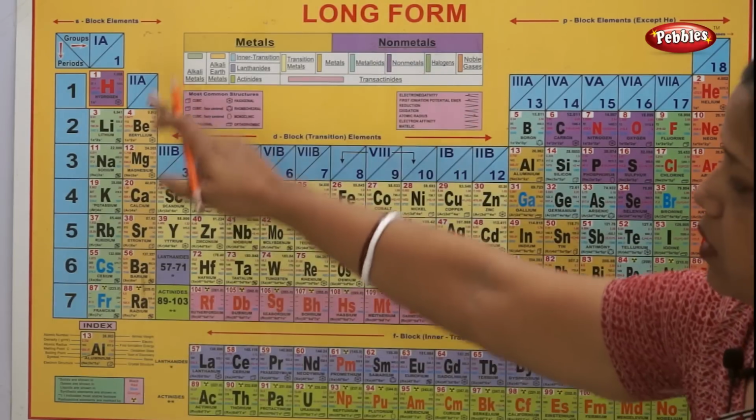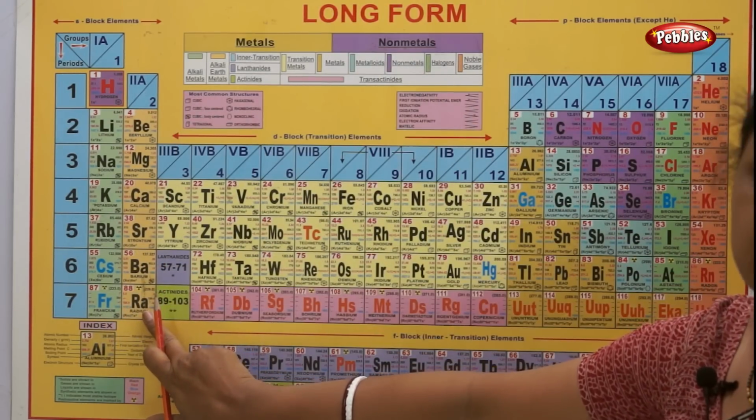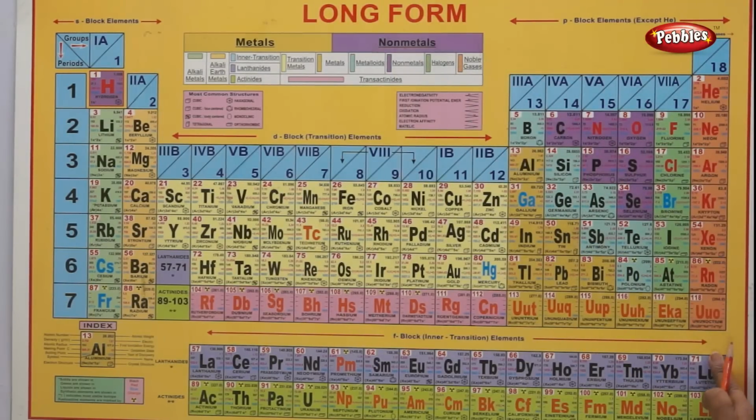The first group is called the alkali group. The second group is called the alkaline earth metals group. The 17th is called the halogen group, and the 18th is called the inert gas group.